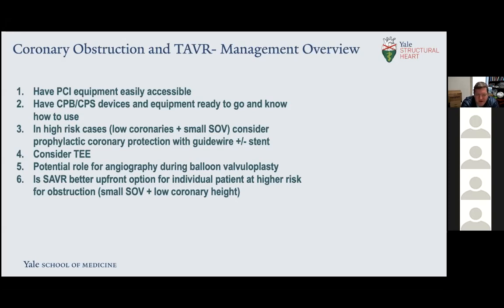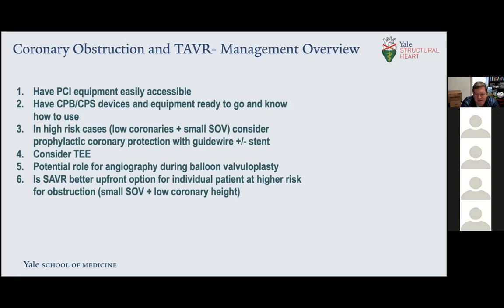And we actually had one unfortunate case where we had a patient whose coronaries were incredibly low, left main coming up about 6 millimeters above the level of the annulus. It was an intermediate risk patient. We sent him to surgery and probably didn't communicate as well as we should have with our surgical colleagues just how significantly concerned we were about the left main. The patient went for surgery.